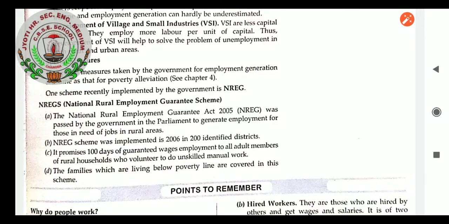So that is the particular chapter: unemployment, problems, causes, measures. All we have learnt in this chapter. I hope you have understood.